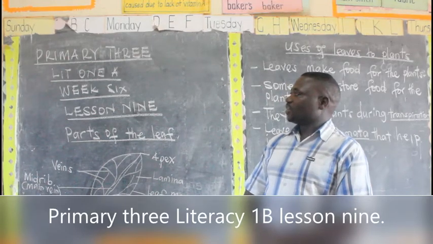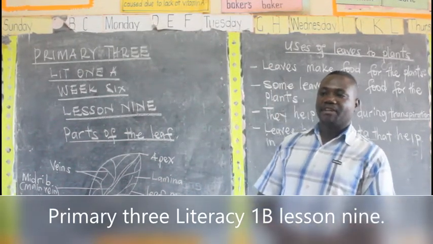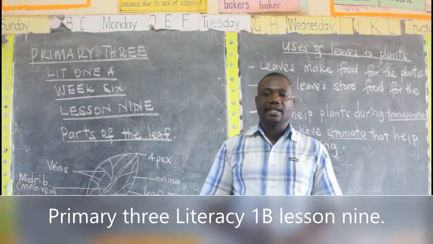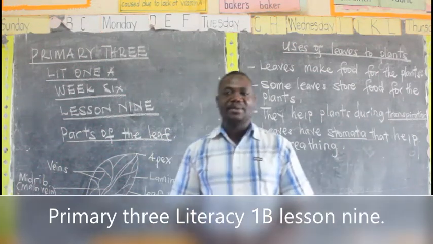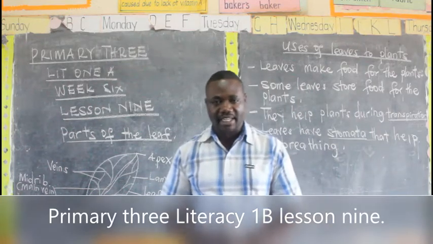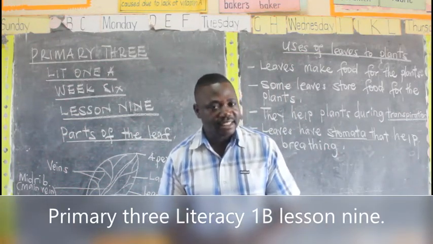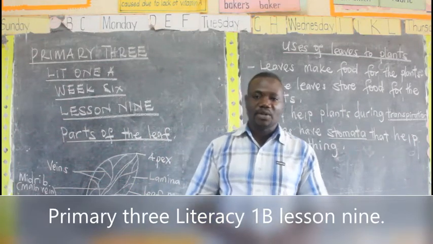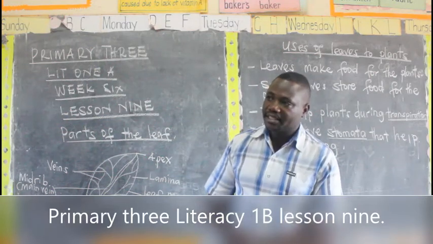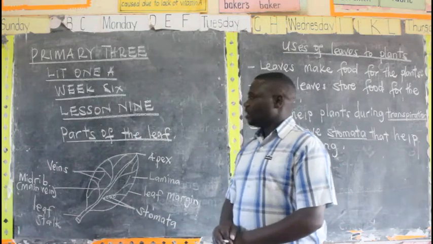So, we are going to learn Literacy 1A. But before we start this, let us first of all review what we covered last week. We talked about weeding, and we said that weeding is the removal of unwanted plants or crops from the garden. And we even gave examples of weeds. Who can remind me? Okay, we mentioned couch grass, elephant grass, spear grass, and star grass. Very good.